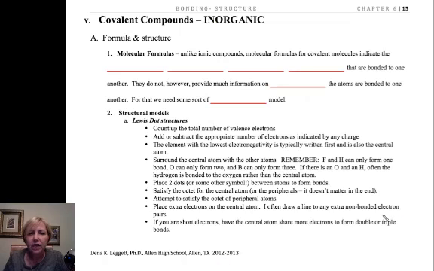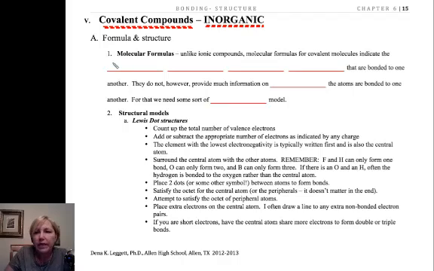We are in the midst of talking about the different types of bonding and models for bonding, and we are now discussing covalent bonding. So we're looking at our covalent compounds, inorganic in particular. Organic is carbon-based, inorganic is pretty much the rest.